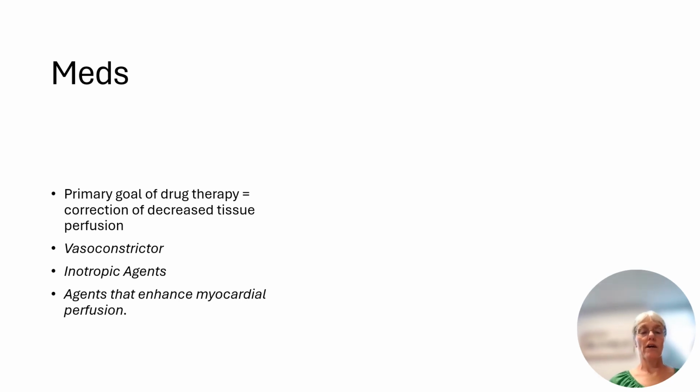So we've got to increase our cardiac output, right? How are we going to increase cardiac output? The primary goal of drug therapy with this is to increase venous return, and we can do that by using a vasoconstrictor. We can also use inotropic agents to increase cardiac contractility. And then we can use agents to help with myocardial perfusion, things that would dilate the cardiac vessels, to help ensure that the heart is getting as much oxygen as possible.